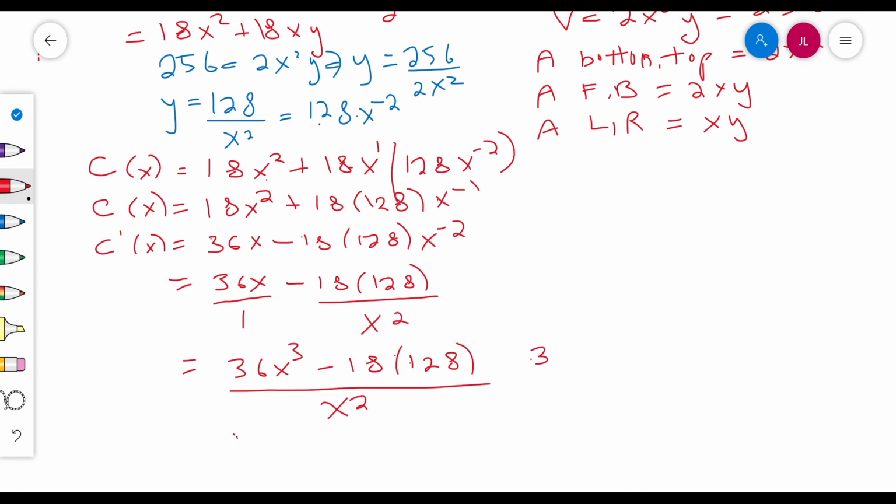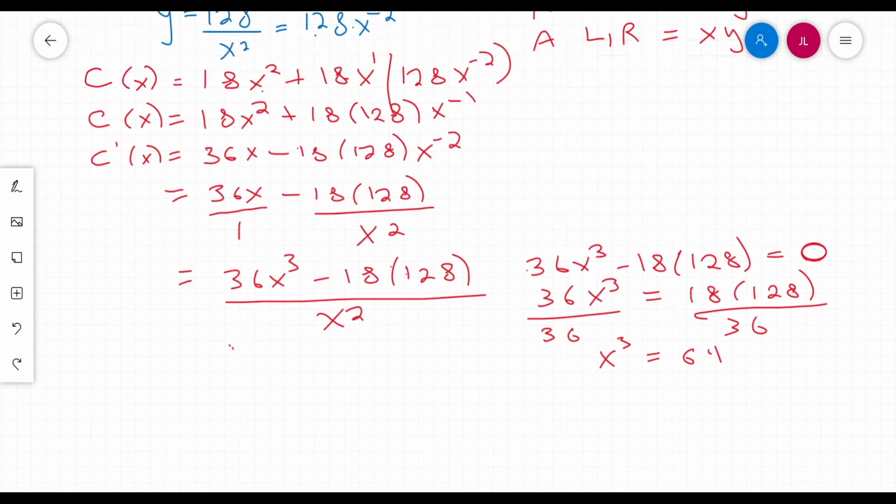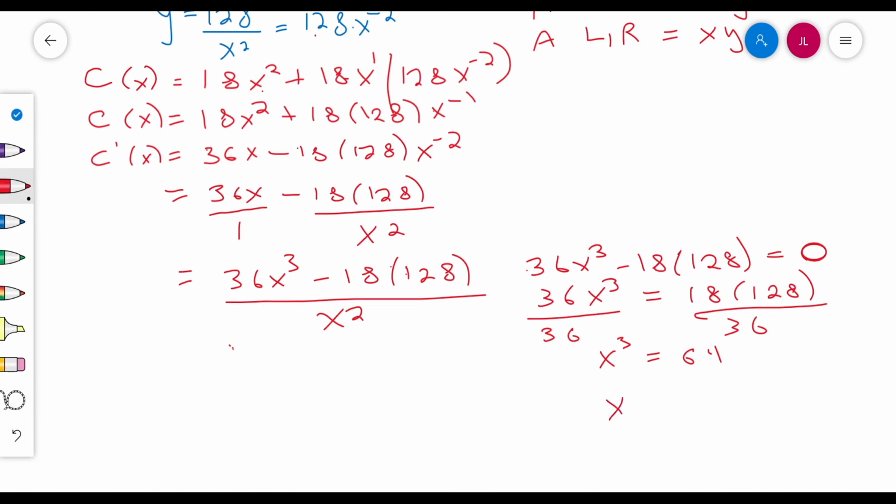So 36x cubed minus 18 times 128 has to equal 0. 36x cubed has to equal 18 times 128. And divide both sides by 36. And we get x cubed equals 64. And that's going to mean that x equals 4.